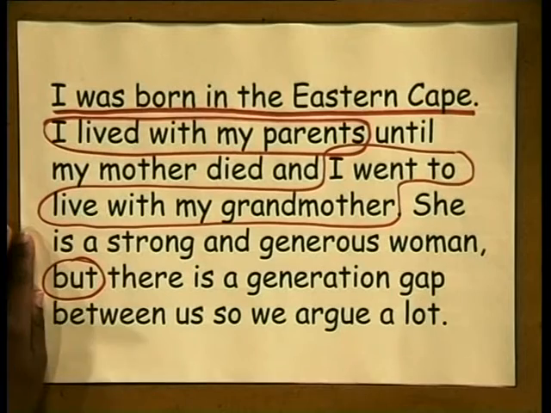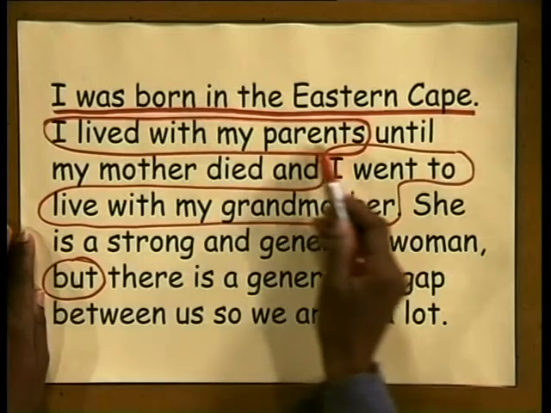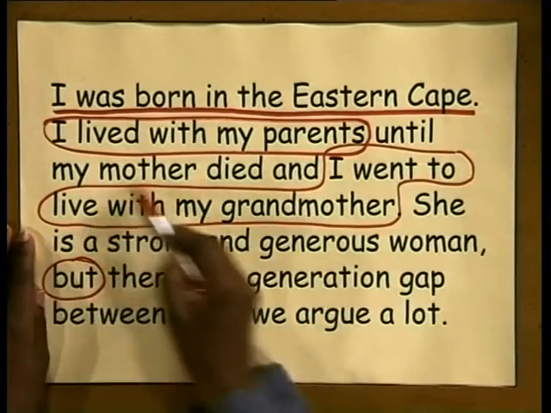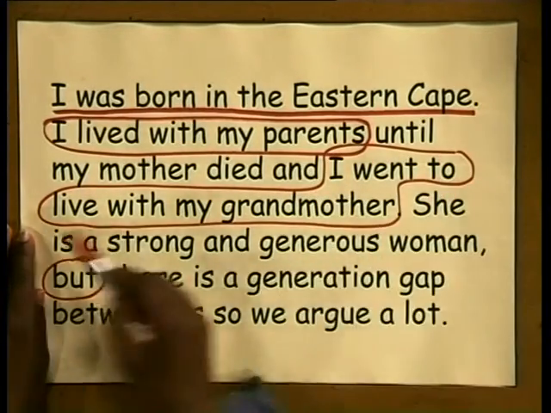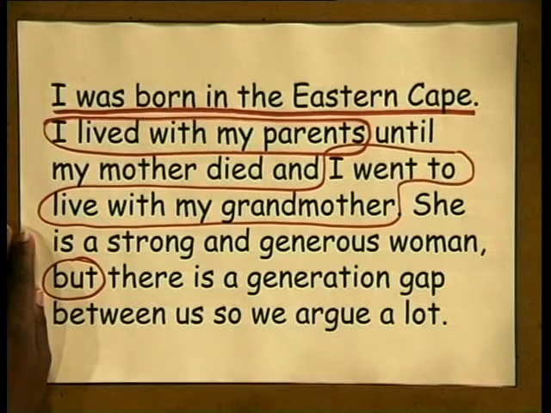So how should you check your own writing? Read through it carefully, paying close attention to where the full stops occur. If your sentences are all very short, see if you can combine them, as we did in our first example, where we made a compound sentence with a subordinate clause from three separate simple sentences. I lived with my parents until my mother died, and I went to live with my grandmother.